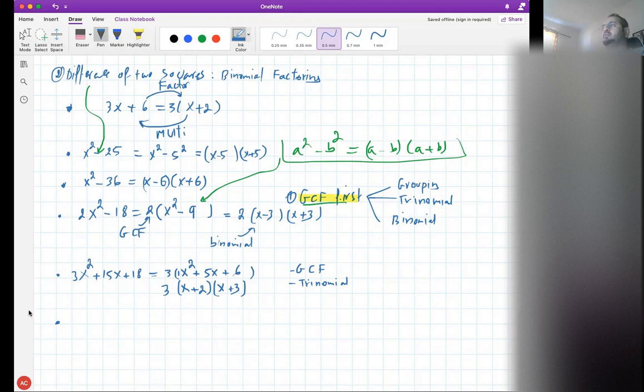So when it says factor completely, don't just factor 3 and stop. You need to look at the expression and see if you can factor again. The problem is not going to tell you what to use, or how many times to factor. It's up to you to factor completely.